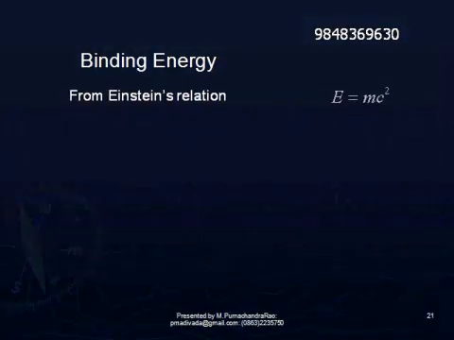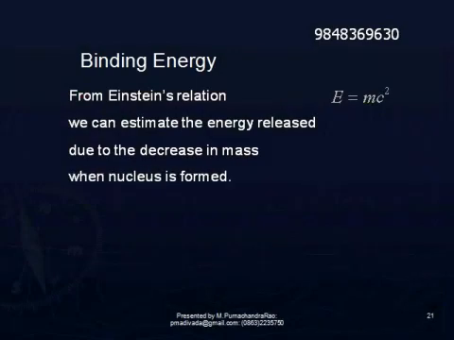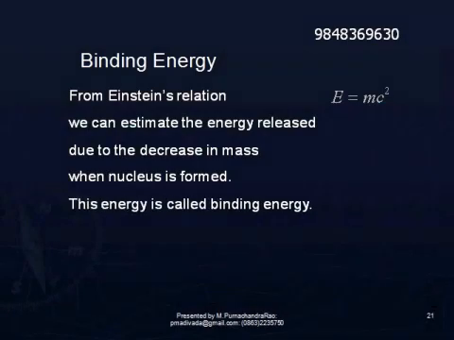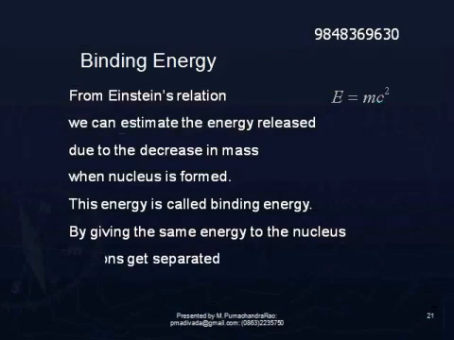Binding energy. We know some mass disappears when nucleons form into a nucleus. The decrease in mass is called mass defect, and we can estimate the energy equivalent to this mass defect from Einstein's relation E equals mc squared. This energy appears as though it is binding the nucleons, so it is called binding energy. So the energy which is equivalent to the mass defect is called binding energy.